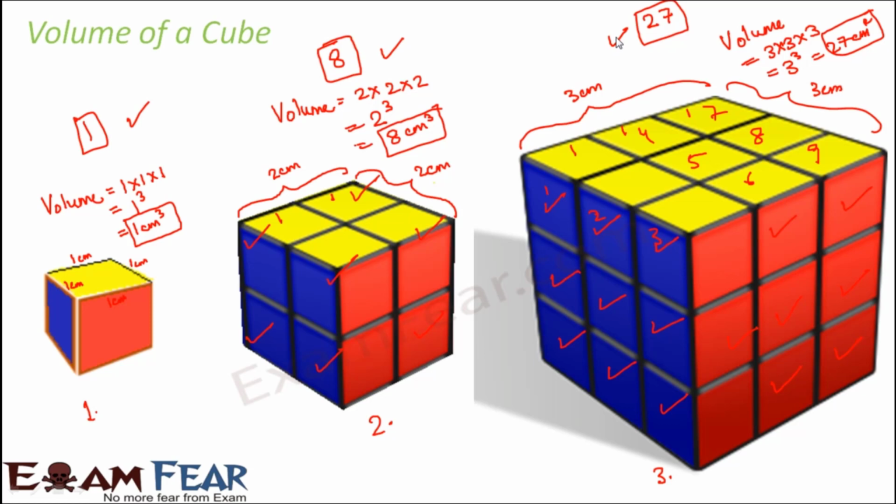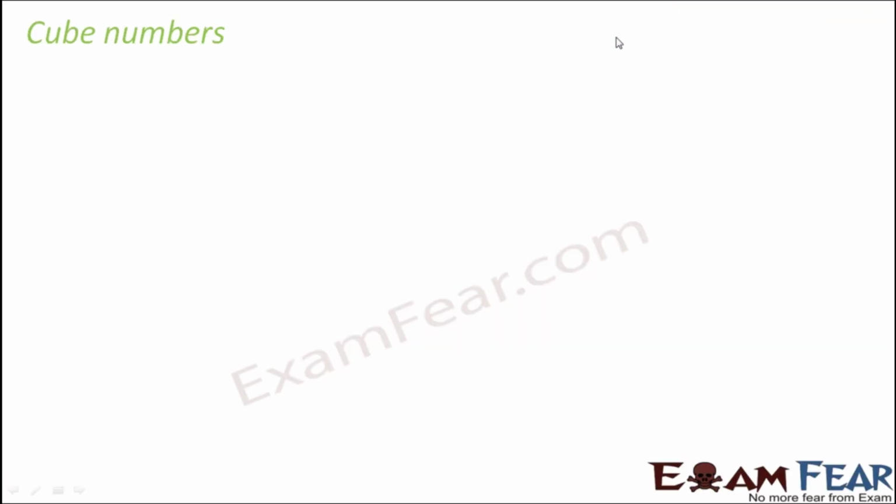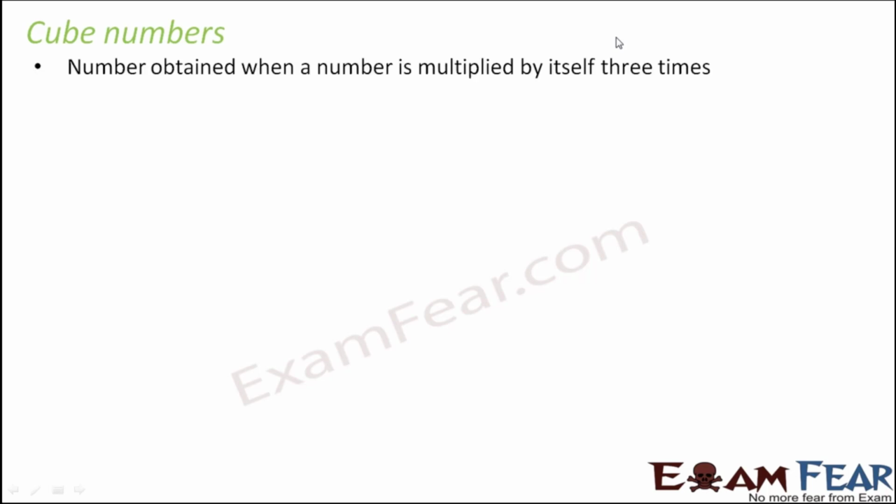cube numbers. Now here I have explained the concept by taking the analogy of the cube, that is the three-dimensional cube structure. So now let us talk about the cube numbers in terms of numbers. So what are these numbers? These are numbers which are obtained when a number is multiplied by itself 3 times. So any number which you can get by multiplying the same number 3 times.